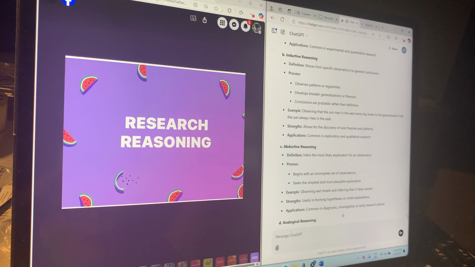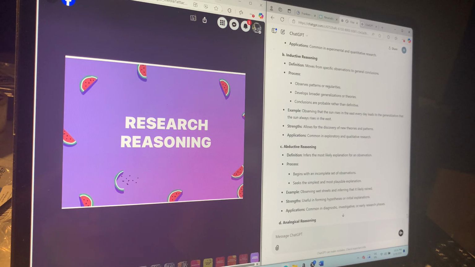D. Analogical reasoning. Definition: draws comparisons between two similar cases to infer conclusions about one based on the other. Process: identifies similarities between two systems or phenomena, transfers knowledge from one context to another. Example: comparing the immune system to a military defense system to understand its functions. Strengths: facilitates understanding of complex or unfamiliar topics. Applications: used in case studies and interdisciplinary research.